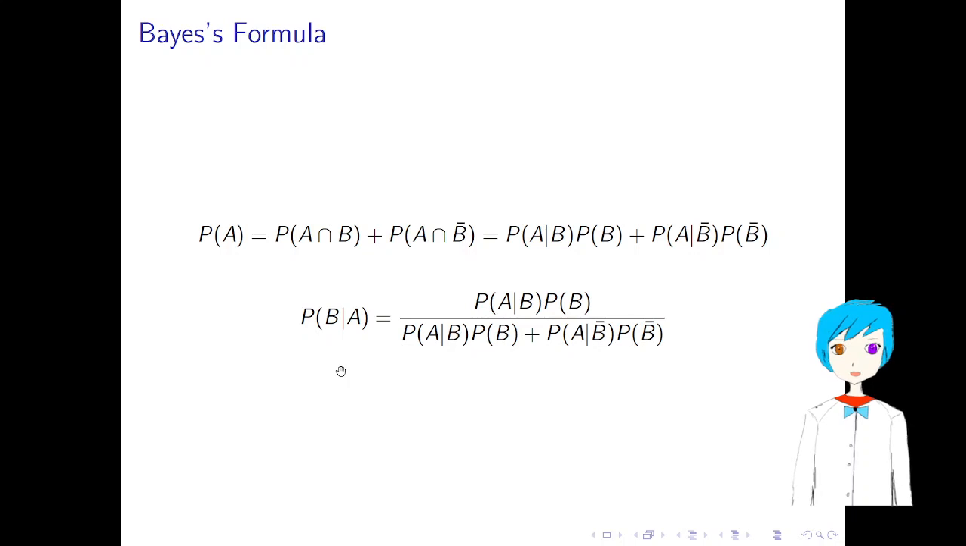Specifically, because the conditional probability that B happens given A happens equals P(A intersecting with B) divided by P(A), if we replace P(A) with this formula and replace the numerator by P(A given B) times P(B), then we have the famous Bayes formula for linking the posterior probability with the prior probability.